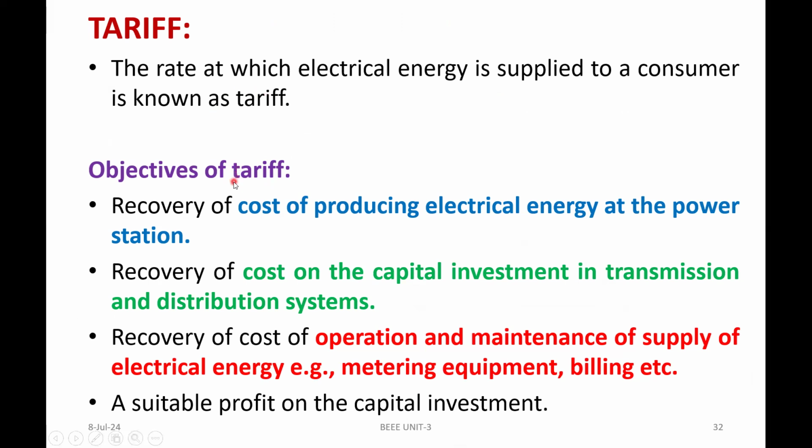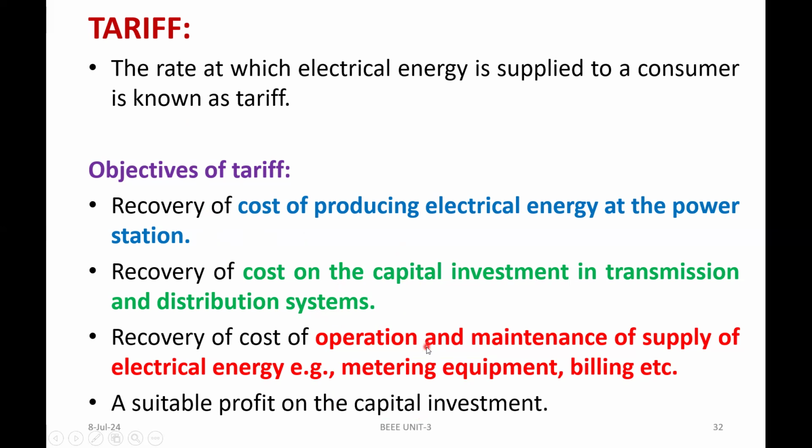And what are the main objectives of tariff? You have to recover the entire cost, therefore, in 4 parts here. Recovery of cost of producing electrical energy at the power stations. At the power stations, we produce electrical energy, and we have to recover that cost; we have to take that into consideration while imposing the tariff. Recovery of cost on the capital investment in transmission and distribution systems. Recovery of cost of operation and maintenance of the supply of electrical energy, be it metering equipment, billing, everything. And suitable profit on the capital investment. These are the 4 objectives of tariff.